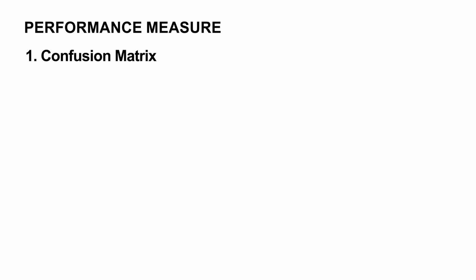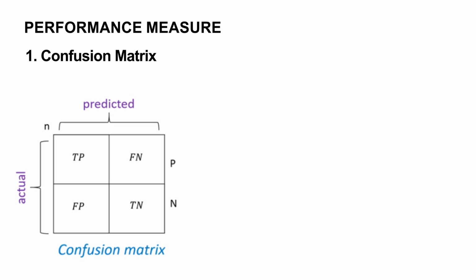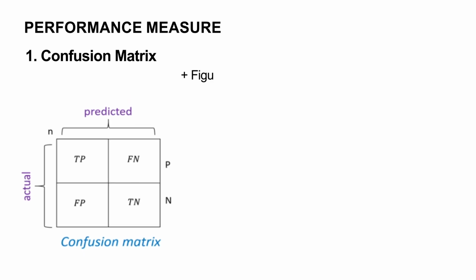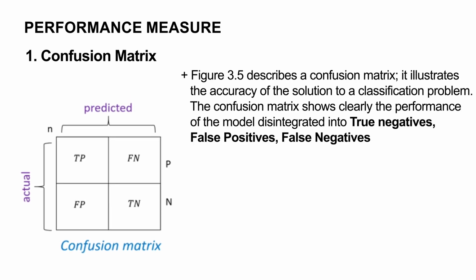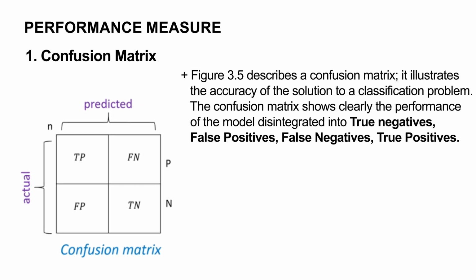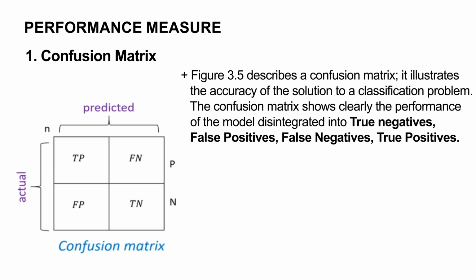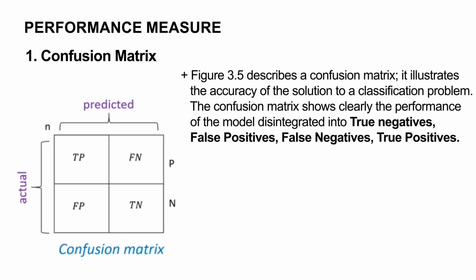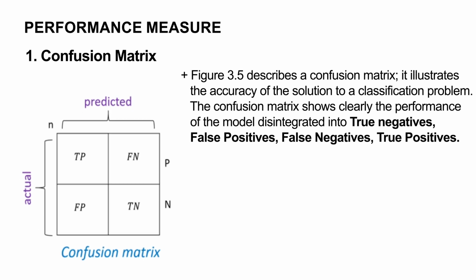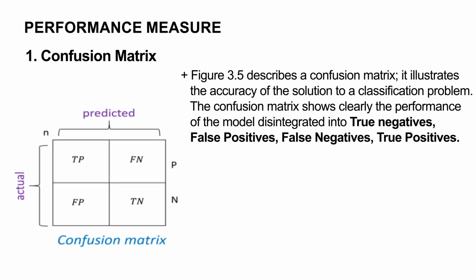1. Confusion matrix. A powerful tool that can be used along with other performance metrics is a contingency table, or confusion matrix, or contingency matrix. Figure 3.5 describes a confusion matrix. It illustrates the accuracy of the solution to a classification problem. The confusion matrix shows clearly the performance of the model disintegrated into true negatives, false positives, false negatives, true positives. From figure 3.5, the rows depict the actual class and the columns depict the predicted class.